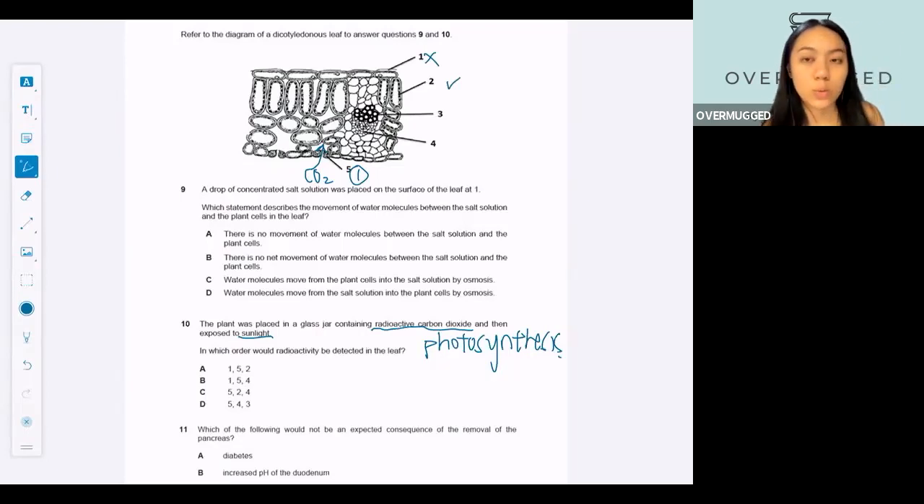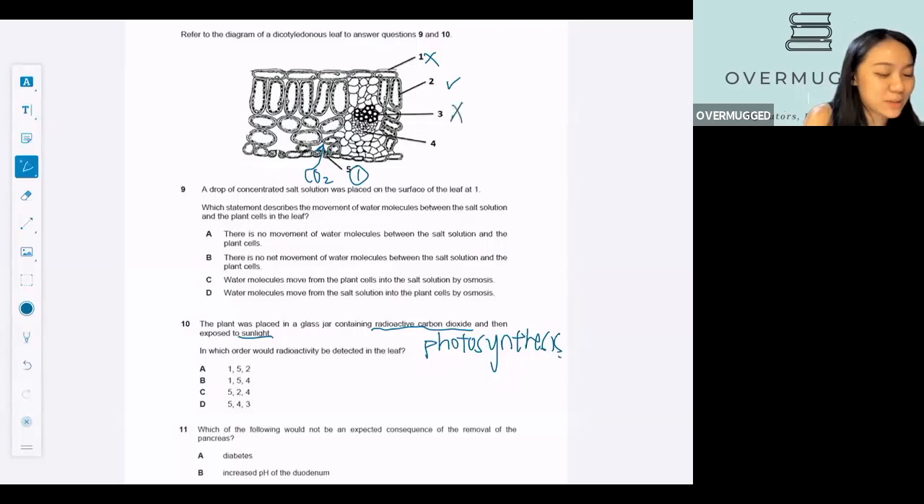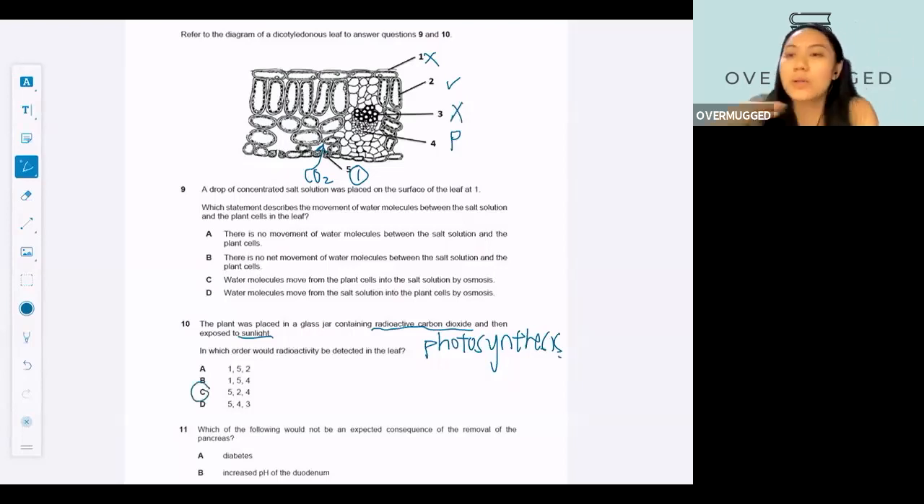After that, where would it go? After photosynthesis is done, the glucose is formed and transported to other parts of the leaf, other parts of the plant. So it will go through the phloem. Among 3 and 4, which one is phloem? I always tell my students, just remember XP. XP sounds better than PX, right? So 4 is the phloem. So it's 5-2-4. You need to think of photosynthesis first, then the product of photosynthesis being transported to other parts of the plant.